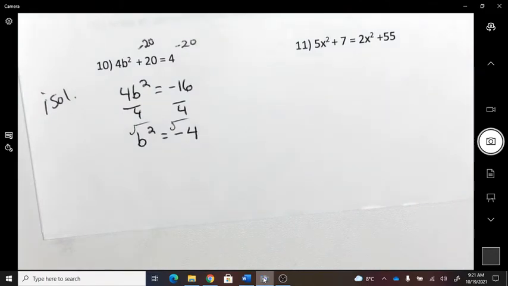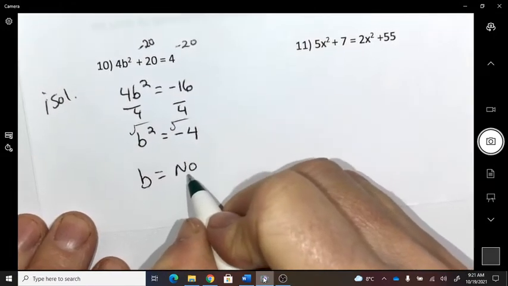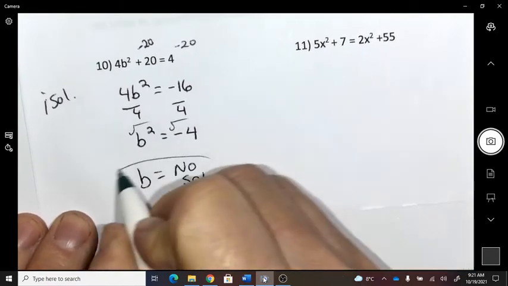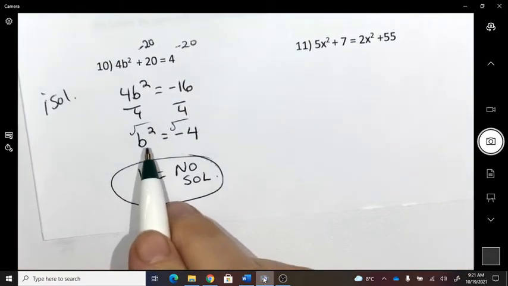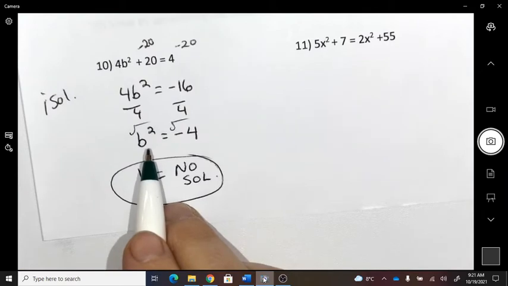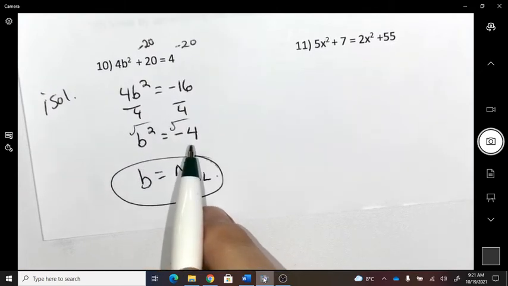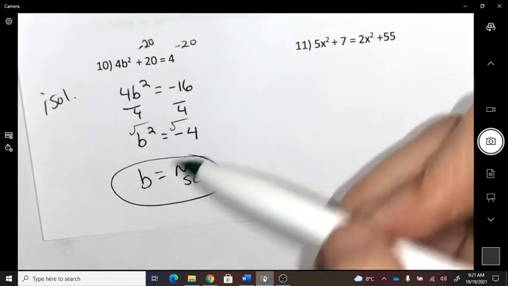And what should we answer here? There's no solution. There is no possible way for you to square something and end up negative. Or you can never square root a negative number, right?